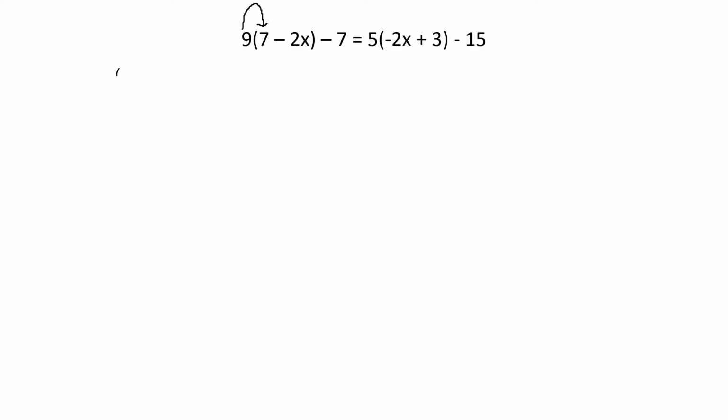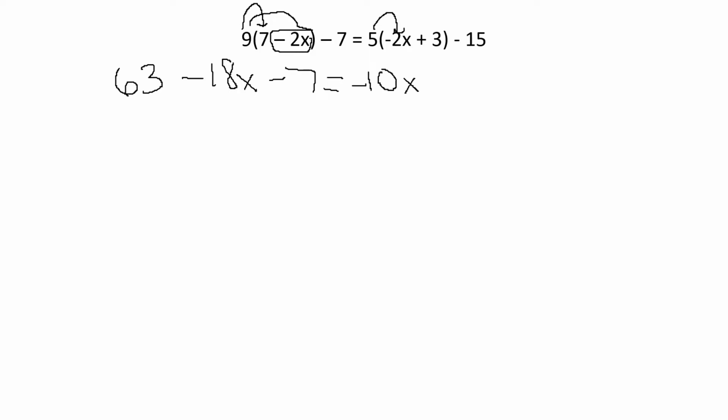9 times 7 is 63. 9 times negative 2x is negative 18x. Minus 7, I'm not touching, equals 5 times negative 2 is negative 10x. Multiply your numbers. 5 times positive 3 is positive 15. Minus 15. All right. At this point, I'm going to simplify what I can.